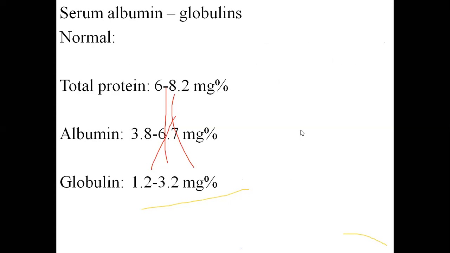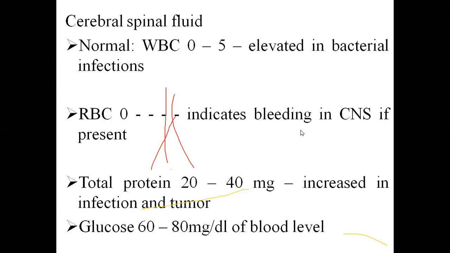Then also part of the elimination by the kidney is the serum albumin and globulin. At normal level we have total protein at 6 to 8.2 milligram percent, albumin 3.8 to 6.7 milligram percent, and globulin 1.2 to 3.2 milligram percent. Please take note of those values. It's important as nurses, so that when you see patients come in with results, you can interpret them.